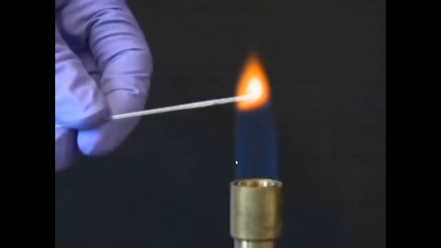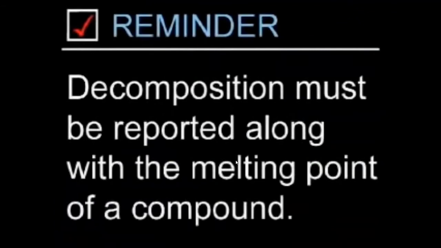A sample that disappears upon heating indicates that it is subliming instead of melting. To remedy this problem, seal the open end of the filled capillary with a Bunsen burner before placing it in the sample holder. A sample that changes color upon heating is probably undergoing decomposition. Decomposition must be reported along with the melting point of the compound.